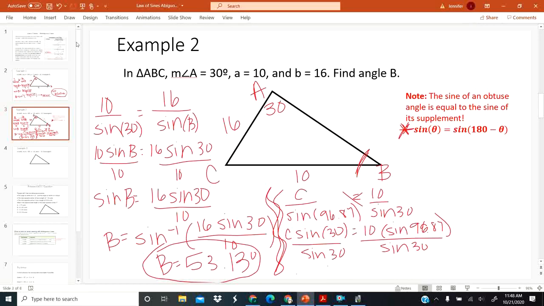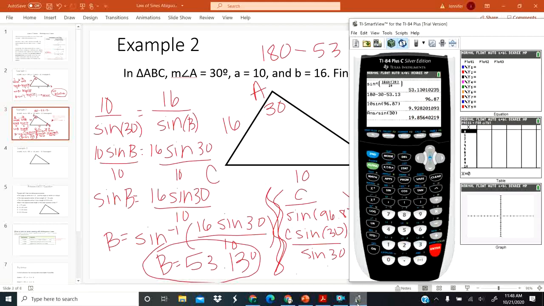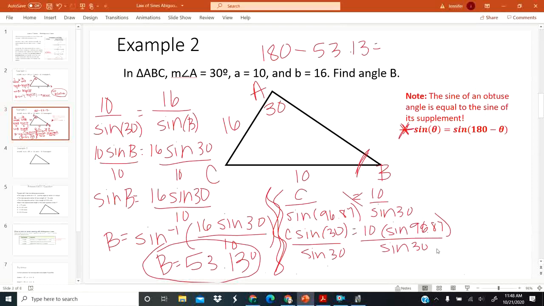So the way that I'm going to do that, essentially, is I'm going to take my original angle B that I got, which is 53.13, and I'm going to subtract it from 180 and see if it fits in the triangle. So I have 180 minus 53.13. So that gives me the supplement to the original angle B that I found. And I'm going to come to my calculator and type that in. So 180 minus 53.13. And that gives me 126.87.